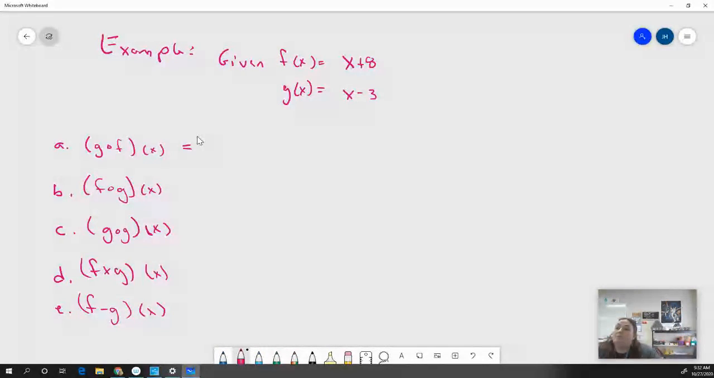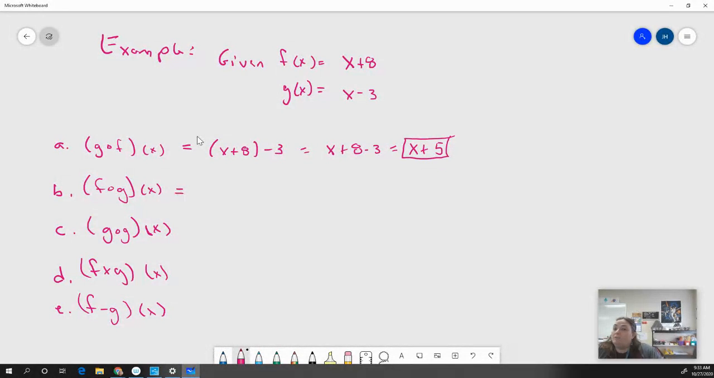We're going to start over here. And I'm going to go, okay, well, I have g of f of x. That means I'm going to plug f into g, right? So g is x minus 3. So where I have my x minus 3, I'm going to put in x plus 8 minus 3. When I bring that out, I wind up with x plus 8 minus 3, which is x plus 5.